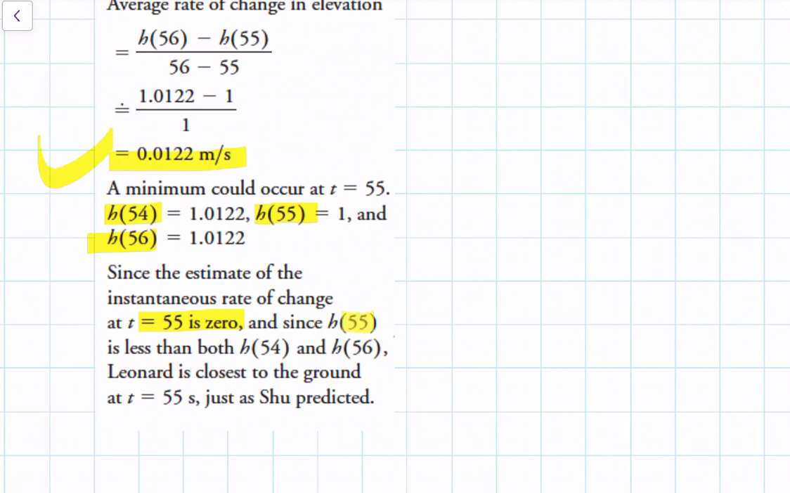And since h at 55 is less than both h at 54 and h at 56, he's closest to the ground at 55 seconds, just as he predicted.